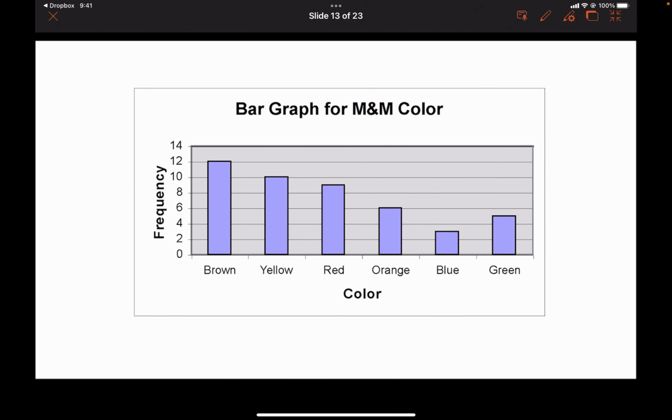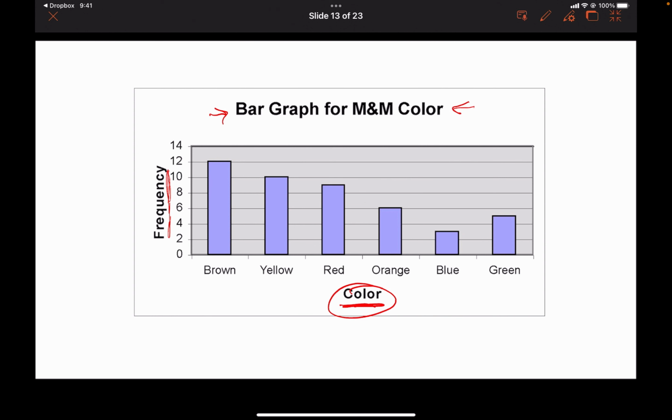So I have my title for my bar graph. We don't know what we're looking at unless you have a title. You will be marked down on labs and hand-drawn graphs if you don't have a title. And then these labels here tell me what each axis is. The horizontal axis is the color. I know it's about M&Ms because I have this title up here, so I don't have to necessarily say color of M&Ms, but I could if I wanted to.